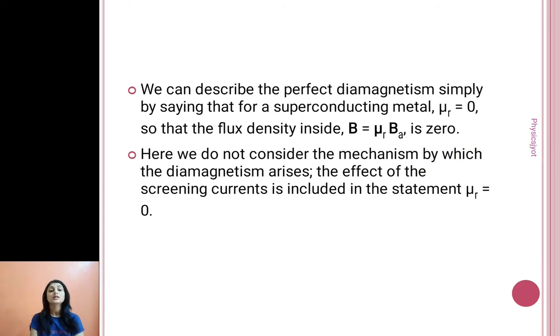Now we can describe the perfect diamagnetism simply by saying that for a superconducting metal we have mu r equals 0, instead of describing it in terms of the screening current. The flux density inside is given by B equals mu r into Ba. If mu r is 0, B will be 0. Here we do not consider the mechanism by which the diamagnetism arises. The effect of the screening currents is included in the statement mu r equals 0.